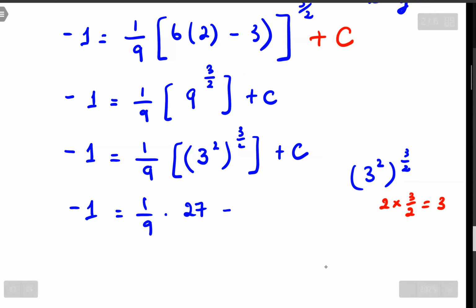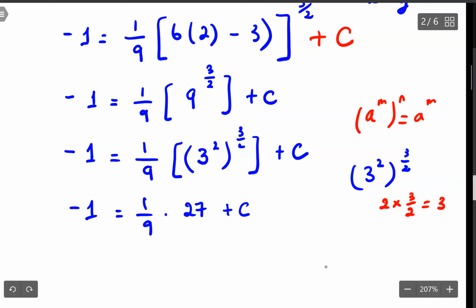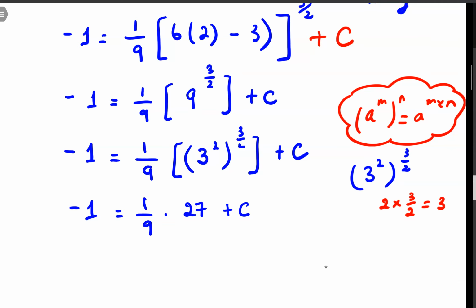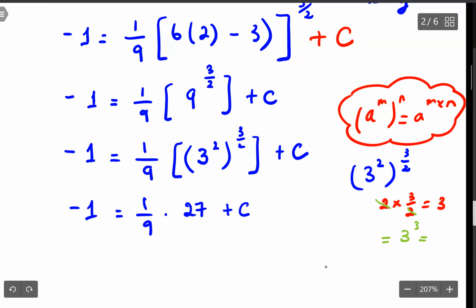If you don't want to work with this exponent algebra, you can just use your calculator. Take 9 raised to the exponent 1.5 using your calculator, and it should give you 27 as well. But in this case, I want to remind everyone of this formula. If I use this exponent formula, the 2 times 3 over 2 will cancel out, and therefore I will have 3 to the exponent 3, so that's why I will have 27. It's just a reminder for everyone here.